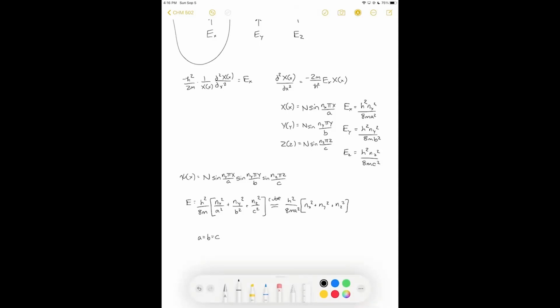Now, what we can do with this is note the following. So we talked earlier about degeneracy, and here we see our first potential example of degeneracy. And a degenerate state, recall, is a state with the same energy as another state.